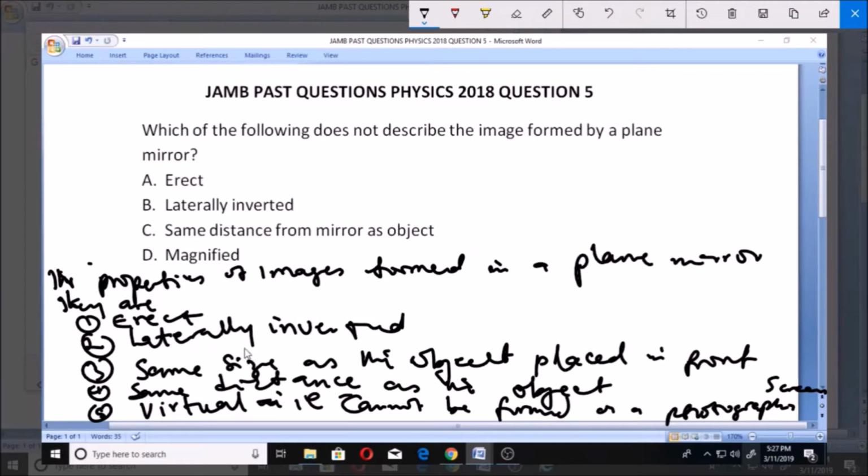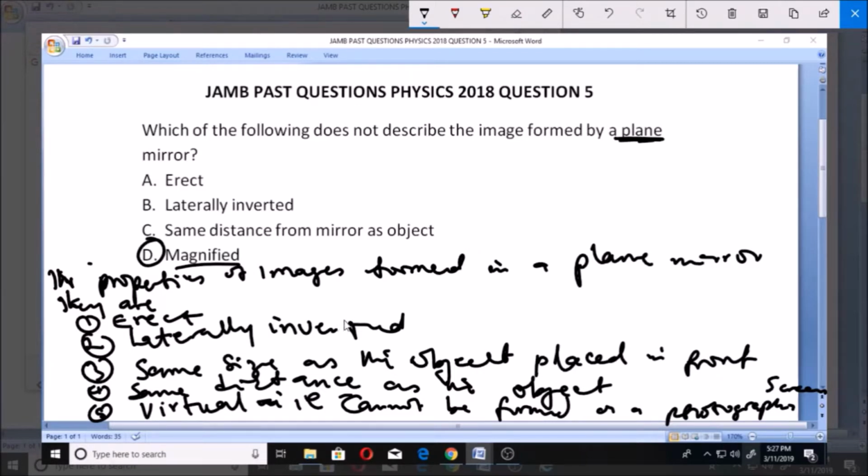So all these are characteristics of images formed by a plane mirror. So we can simply see that the option that is not there is D, which is magnified. So images that are formed by a plane mirror, very, very important, they are not magnified, unlike that of concave and convex lenses. For plane mirror, you don't have magnification.